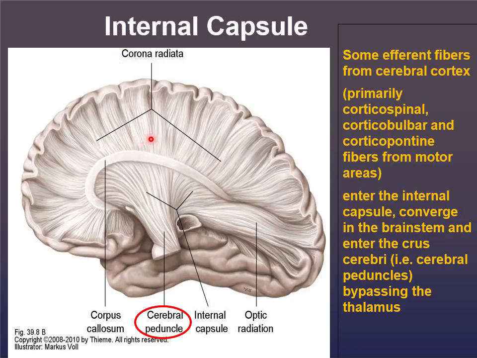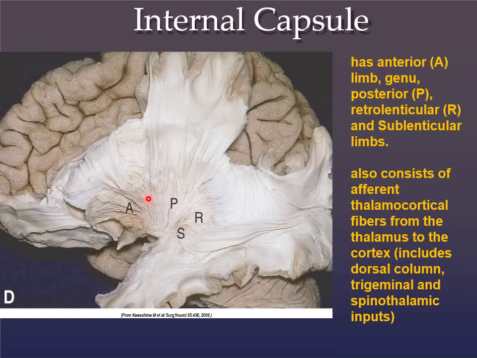The internal capsule is this dense area where all of these fibers from the corona radiata come together, that include the corticospinal tract, going down to the spinal cord, and the corticobulbar tract, going down to the brainstem, carrying motor fibers. Those are the upper motor neurons. We see also in this dissected specimen the anterior and posterior limbs of the internal capsule, as well as portions of the internal capsule a little bit posterior to that, the retrolenticular and the sublenticular portions of the internal capsule that carry information out to the visual cortex in particular.